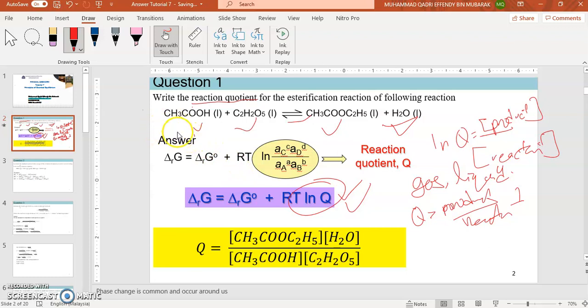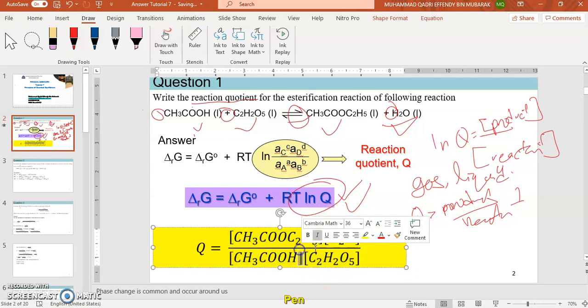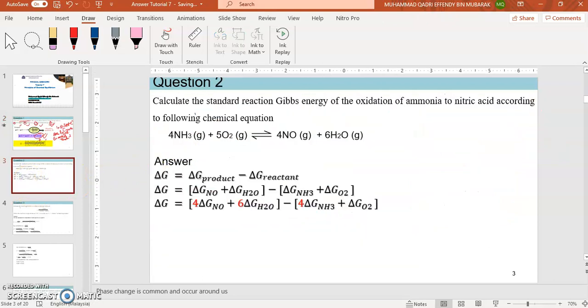Now the reactant is CH3COOH and C2H5OH. So we put our reactants. As we don't have any coefficients or moles here, everything is one to one, so that's why we don't put any exponent here. So that's how we write a reaction quotient according to the equation. And we move to the next question.